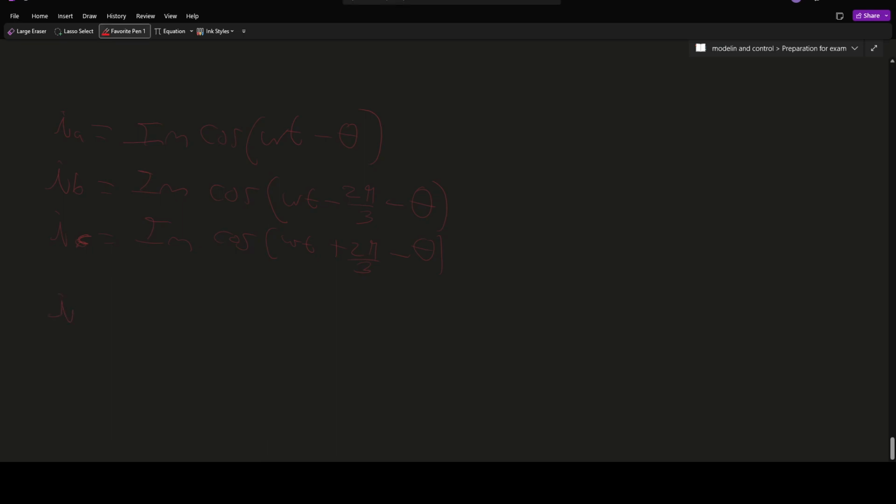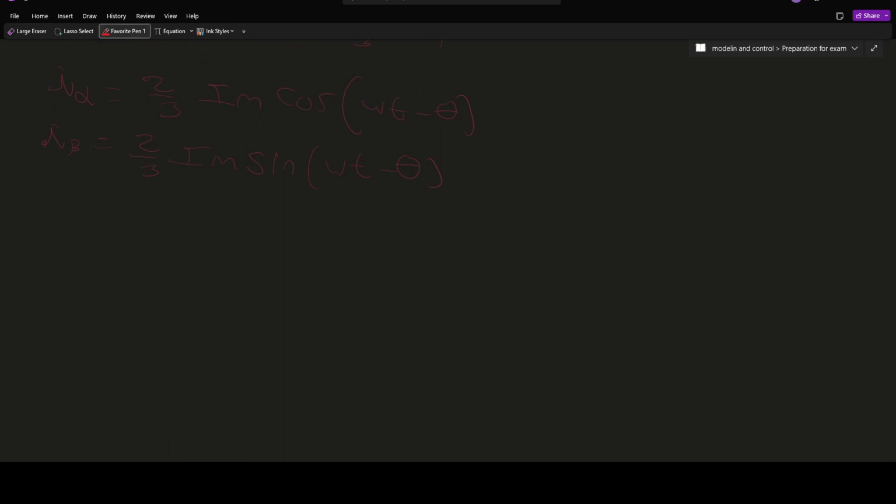And we also figured out that if we wanted our alpha component, when we have these three phase currents, it was just 2/3 of our amplitude times cosine of omega t minus the angle theta, and that our beta component was 2/3 the amplitude times sine of omega t minus theta. Okay?